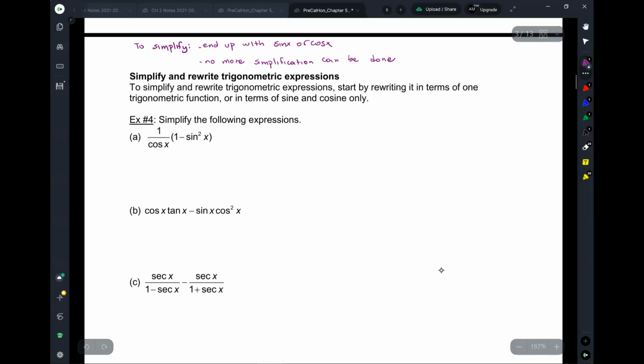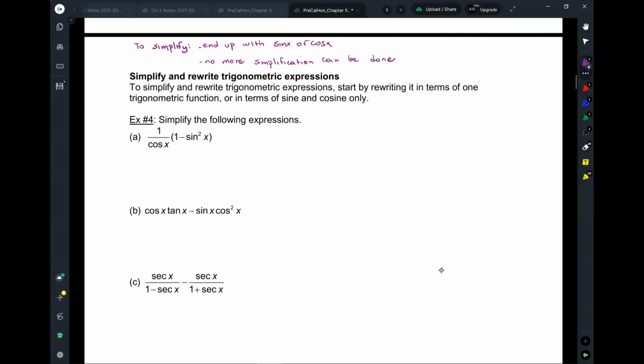When you say you only want sine of x or cosine of x, it would be like if we had tangent, we would just make it sine of x over cosine of x? Yeah, so if you end up with sine over cosine, you can leave it that way, or you can write it as tangent. You'll see. Okay, so let's simplify this one.